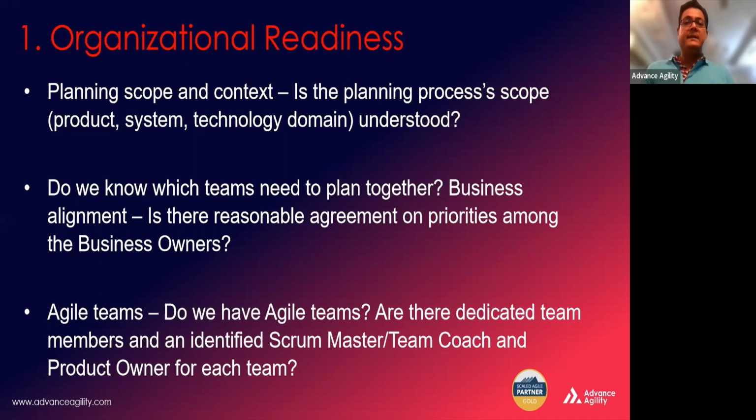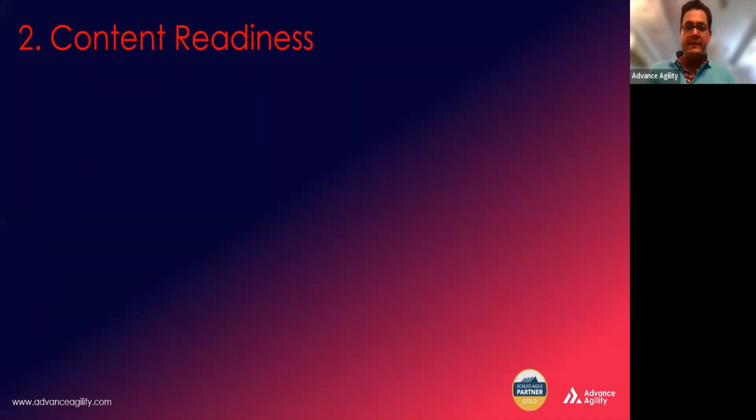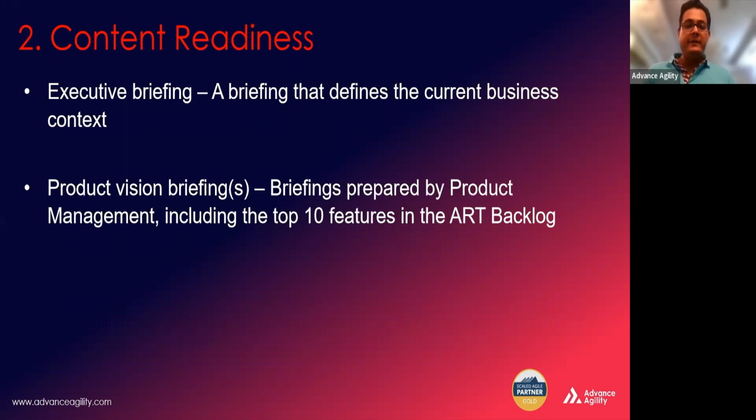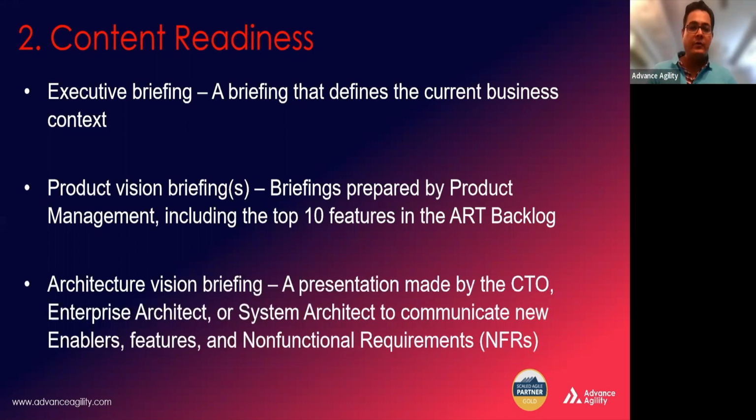The second aspect is content readiness. Is our content or backlog ready? Content readiness includes executive briefings, a briefing that defines the current business context, and product vision briefings prepared by product management, which include the top 10 features, or top n features, depending on the size of your train. And the third part is the architecture vision briefings. Because we have seen the 2-day agenda of PI planning, we know this kind of content readiness is very much required.